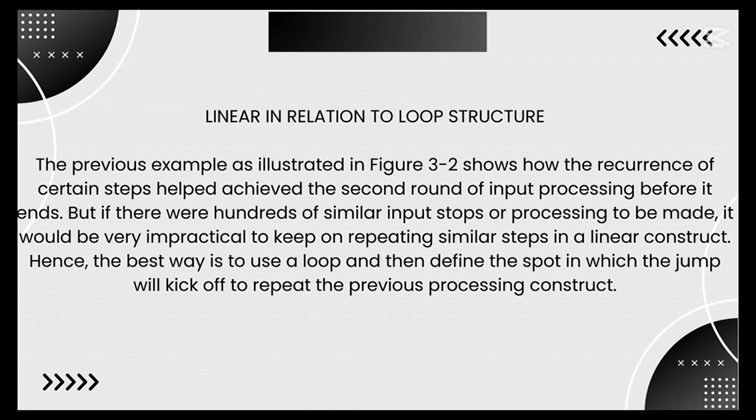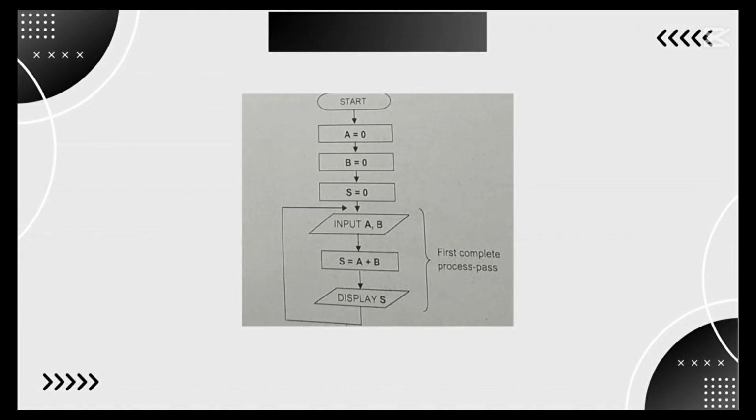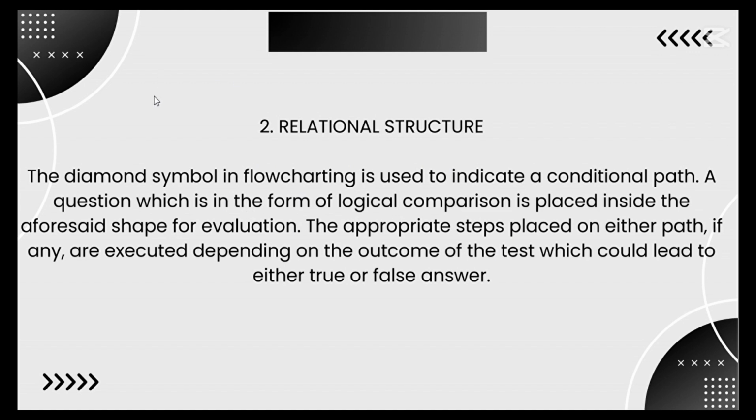Hence, the best way is to use a loop and define the spot in which the jump will kick off to the repeat previous processing construct. So the linear relations turn into a loop. Start, value of B, then its sum. Input A, input again. So A, B, process. Display the sum. So it becomes a loop, going back and forth. It has no end. So number 2, relational structures.